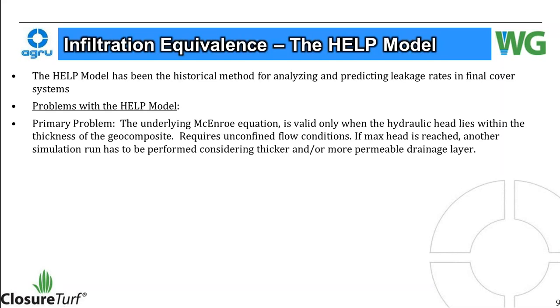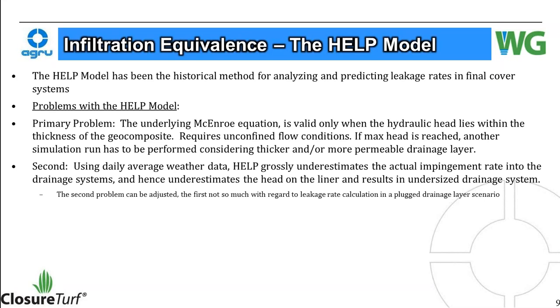Mostly the underlying equation, the McEnroe equation, is valid only in unconfined flow conditions. So if the flow in the drainage media, be that a gravel layer or a geocomposite or what have you, rises up to the top and confined flow conditions start, the model breaks down. So another simulation run would have to be done using a thicker or more permeable drainage layer. So you really can't model hydraulic head on the liner in this situation for a plugged geomembrane.